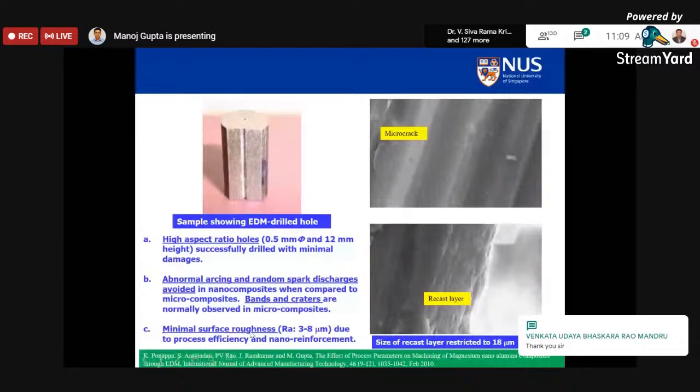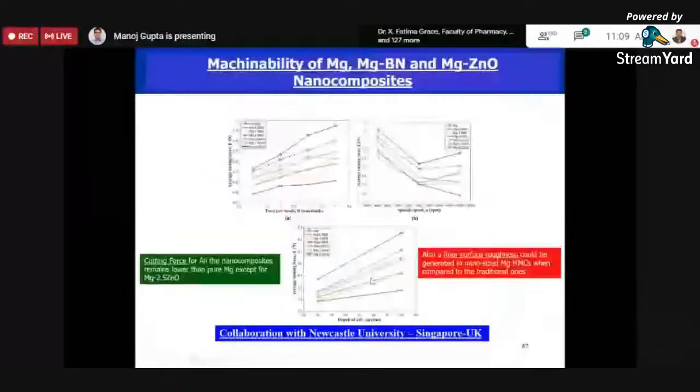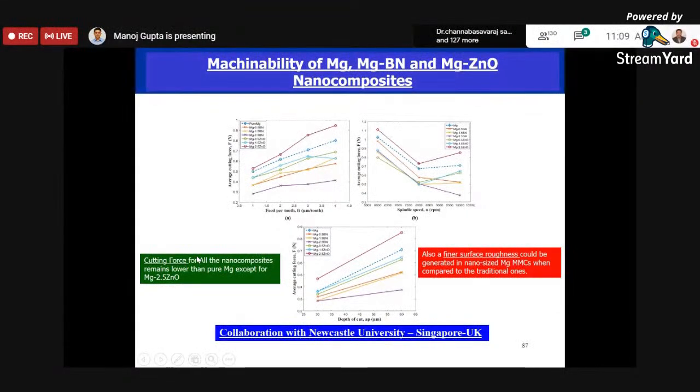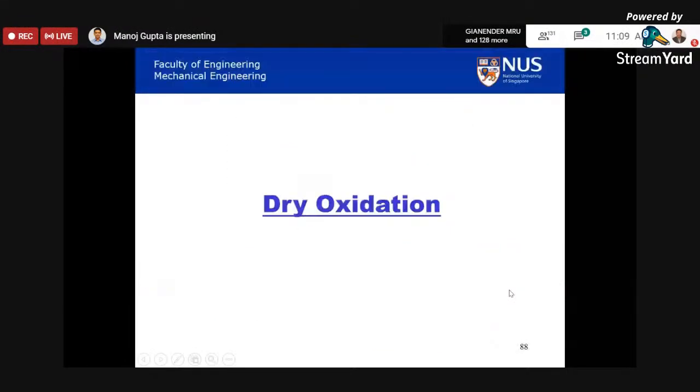We also gave more samples to Newcastle University, and they found that for all the composites we gave them, for boron nitride and zinc oxide, the cutting force was always lower for the nanocomposite. That means the energy you spend in machining is also lower, except for one case of Mg2.5 ZnO. And surface roughness was also equally good, so that was not an issue.